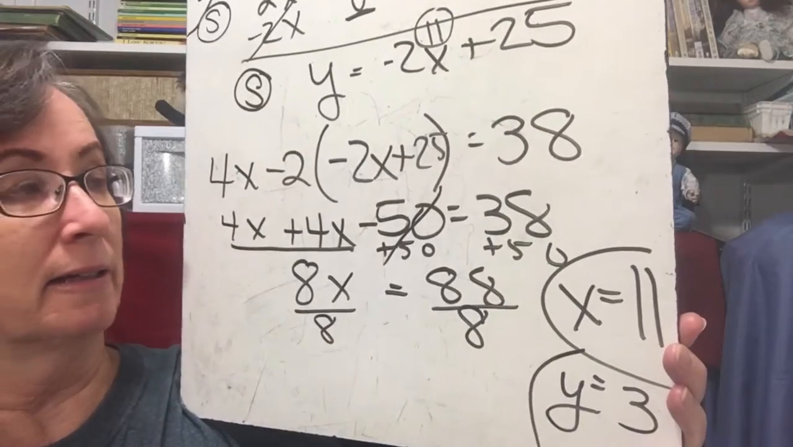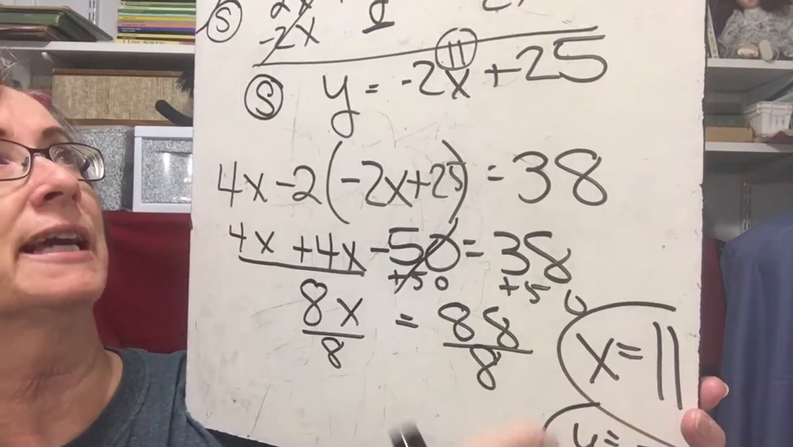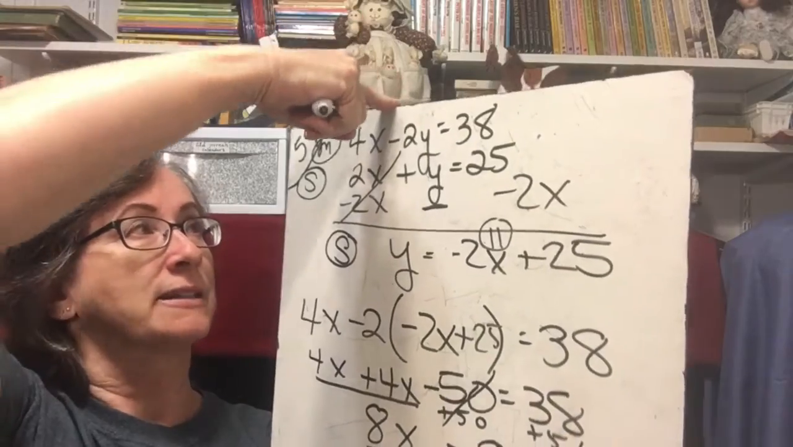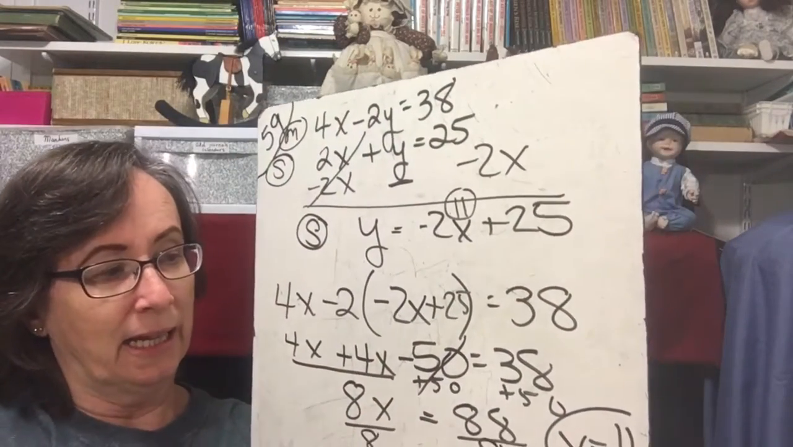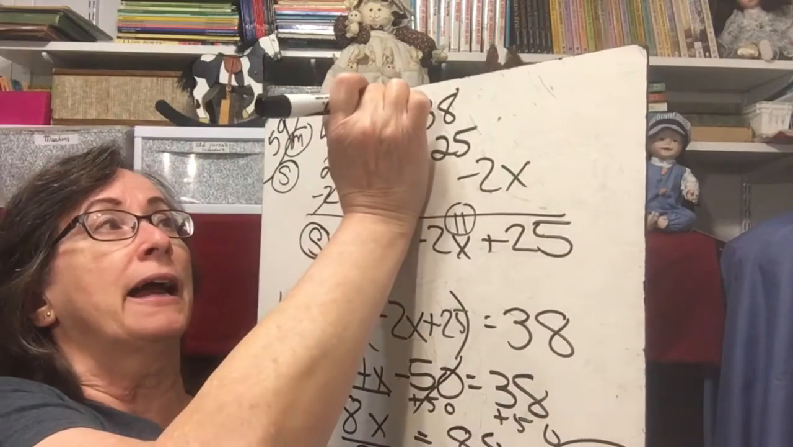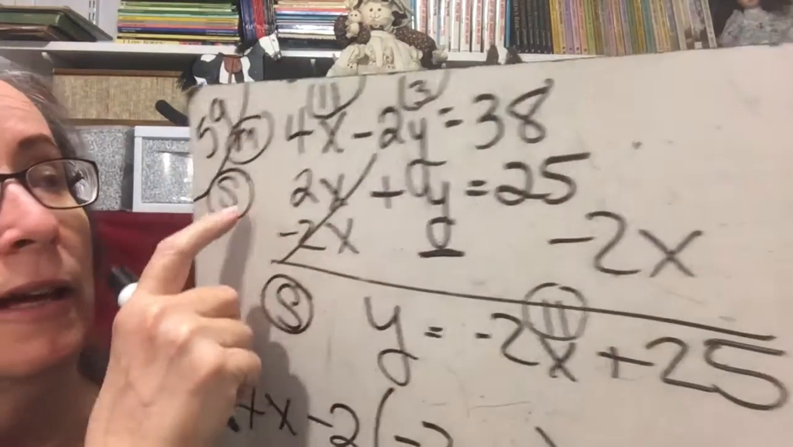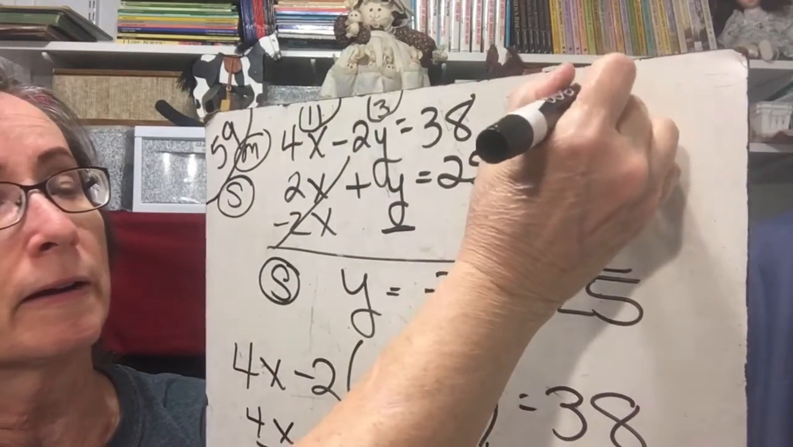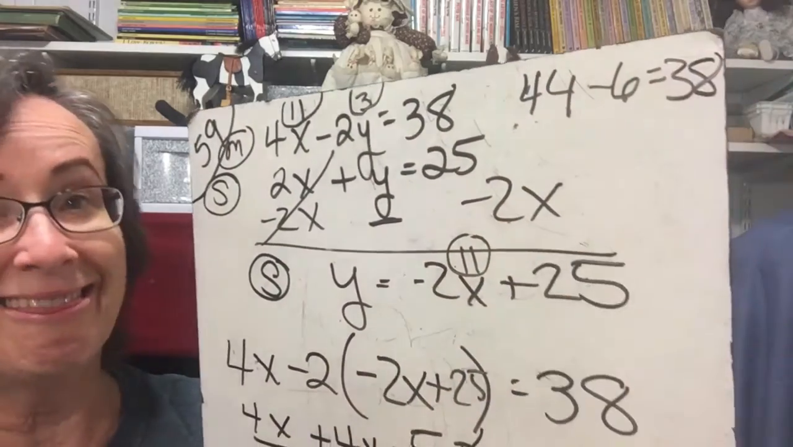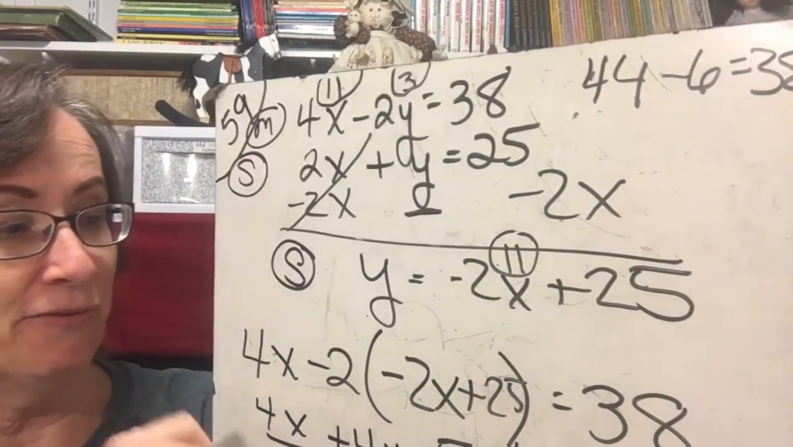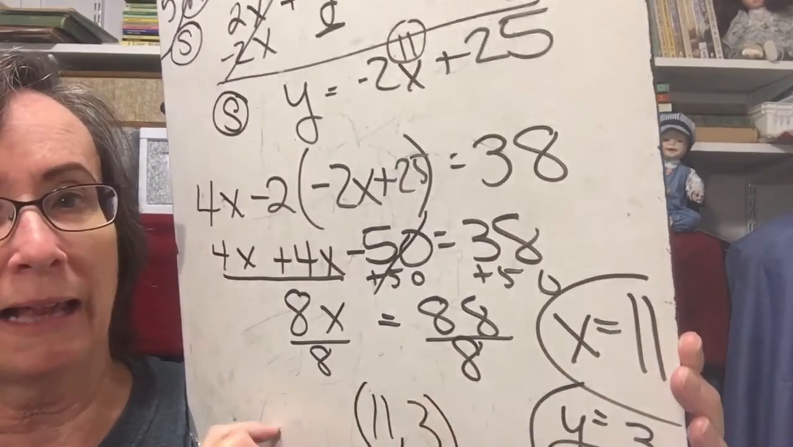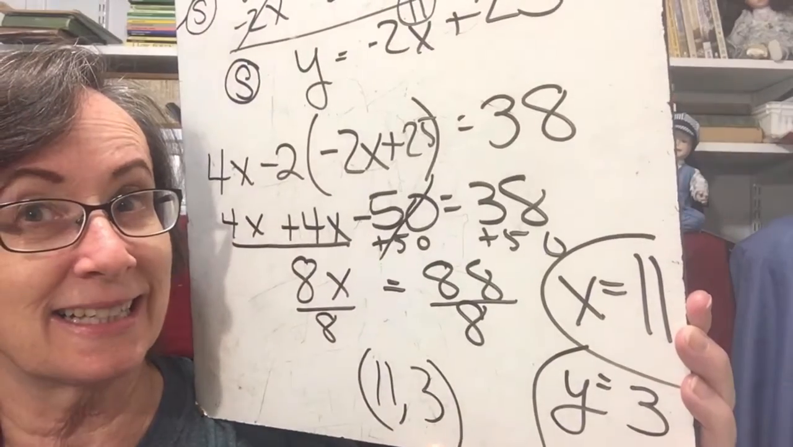So now I'm going to check. I'm going to plug this answer into my original main equation, which is way up there. Okay, so let's go back up there to the main equation and plug in the 11 for the x. See if I can do that real tiny here. 11 for the x and a 3 for the y. Let's just check it, okay? So we have 4 times 11 is 44. Minus 6 is 38. And that, my friend, is true. Therefore, our answer is verified as 11, 3. The ordered pair 11, 3 is the solution.